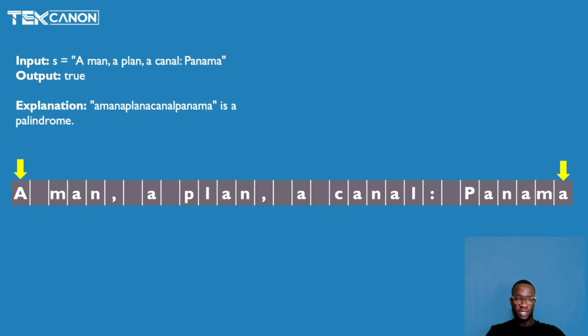So in this case, we start at A on both sides. We have two A's, so we're good. We shift both pointers. Now we have one pointer at M, one pointer at a space. Now remember, in the problem definition, it says we're only evaluating alphanumeric characters, so only letters and numbers, no spaces, no commas, no special characters. So how do we move on from here?